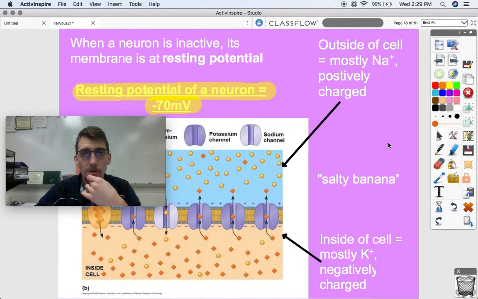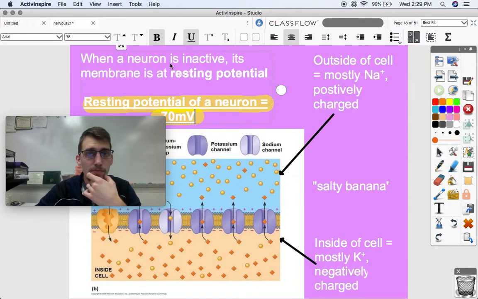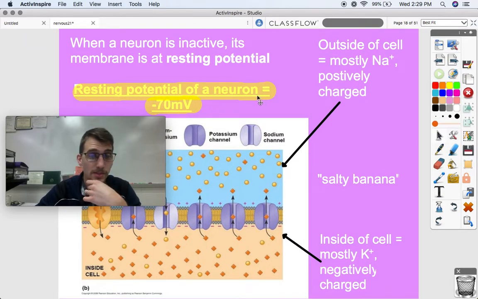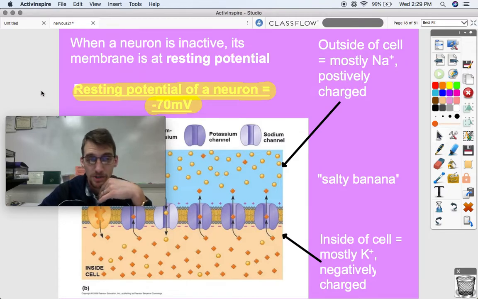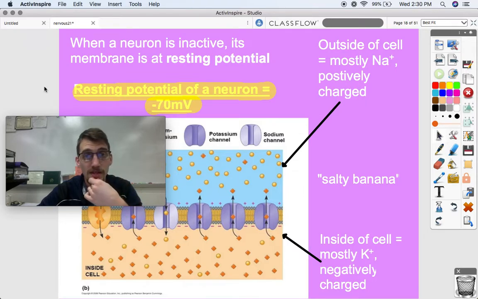In order to receive or conduct an action potential, neurons need to receive a signal to do so. If they don't receive the signal, the neuron is what we call at resting potential. It means it's not firing any sort of signal. It's not firing an action potential. It's not switching the sodium and potassium just yet.